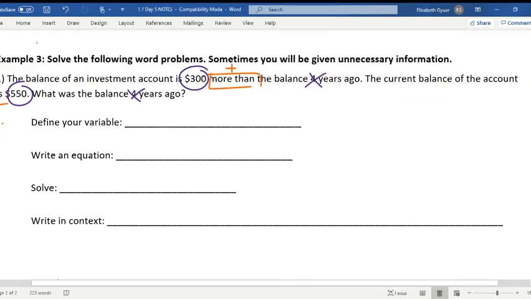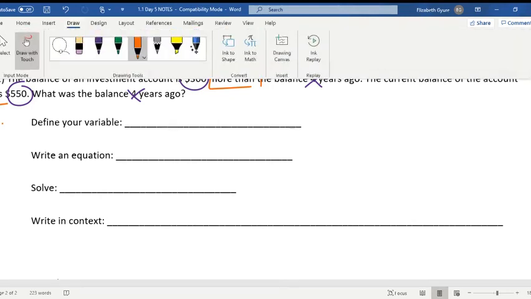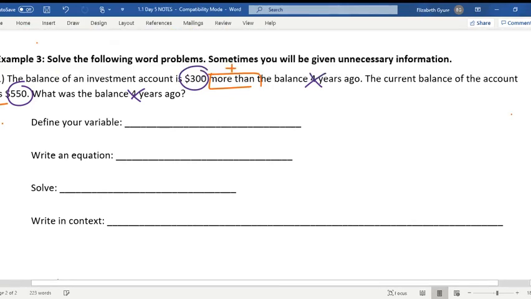Why do I keep doing that? Sorry, you guys can't tell at home, but people here are seeing that I'm like minimizing my screen. There, okay.